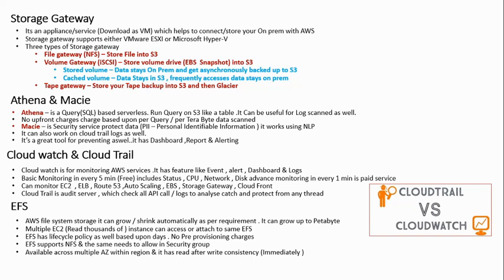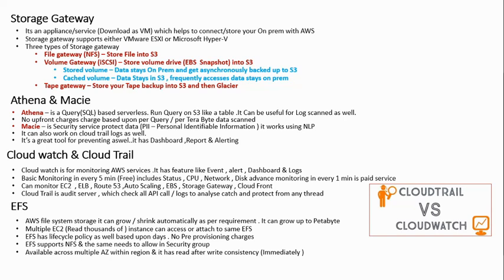EFS also has a lifecycle policy based upon the date, and it supports NFS, right? File system. So it supports the NFS port. Whenever you are creating the EC2 instance, you have the security group. There you have to allow the NFS port so that you can talk to your EFS instance. It supports multi-AZ within the region, and it has read after write consistency. That means anything you write into EFS, you would be able to see it immediately.